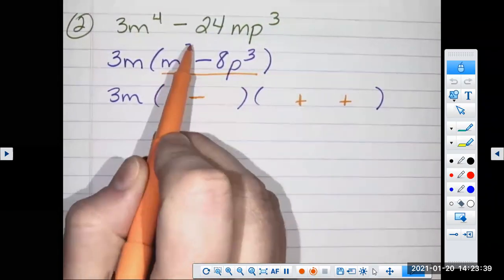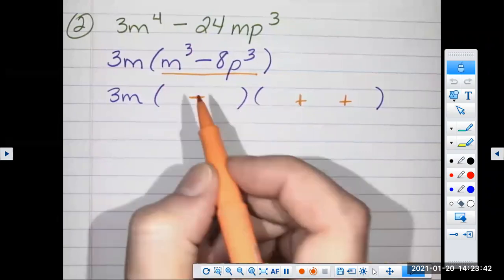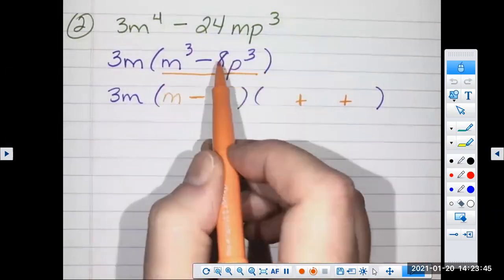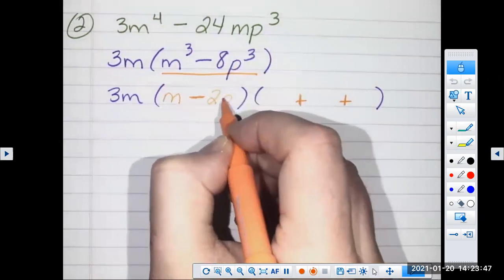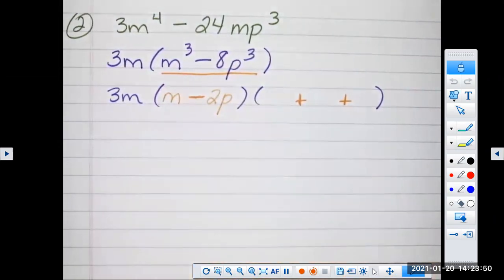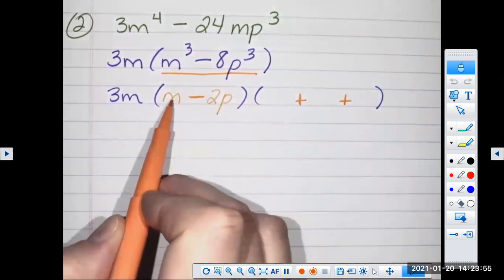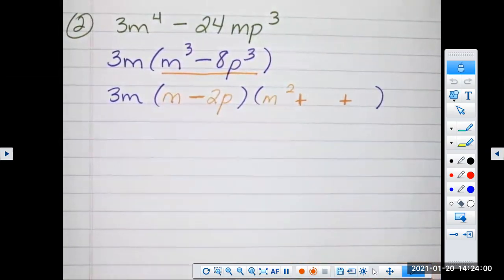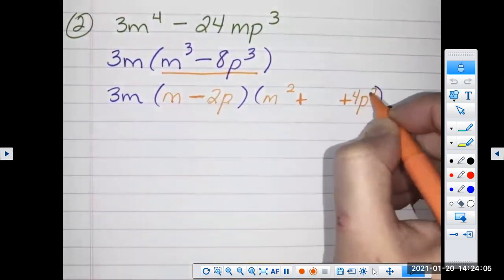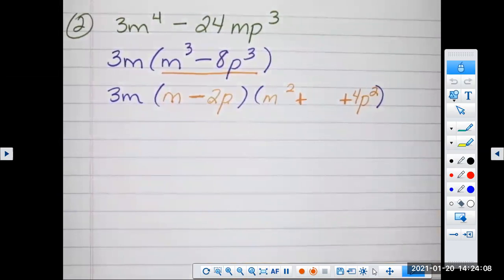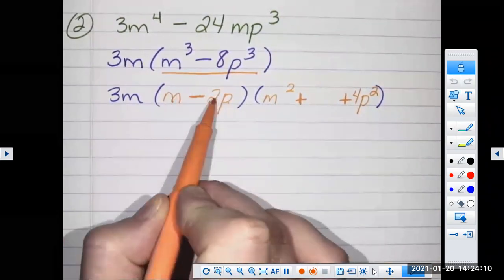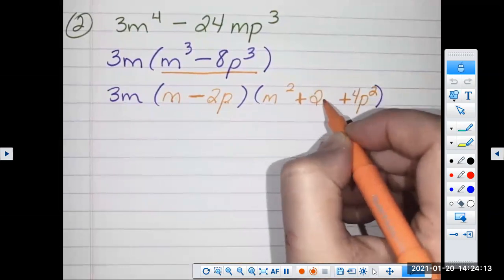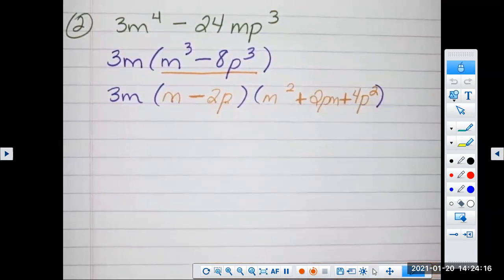What is the cube root of m to the 3rd? M. Cube root of 8 is 2. Cube root of p to the 3rd is p. And then you square what's in the front. So if you square m squared. Squared 2p. So that becomes 4p squared. And then multiply m and 2p. So 2pm or 2mp doesn't matter.